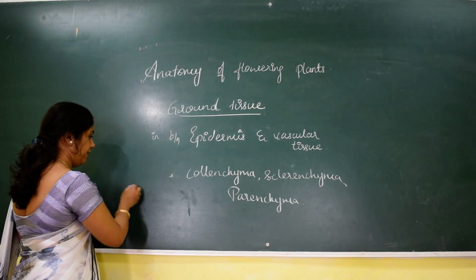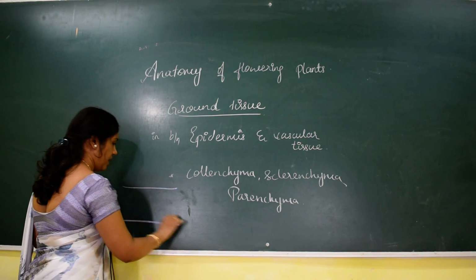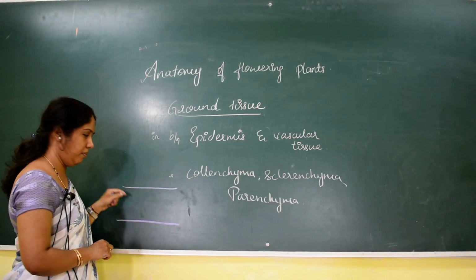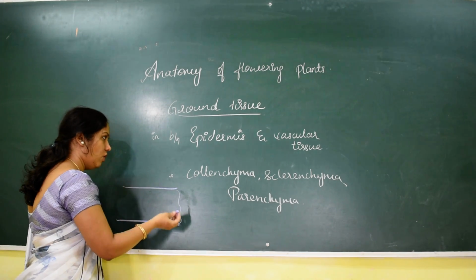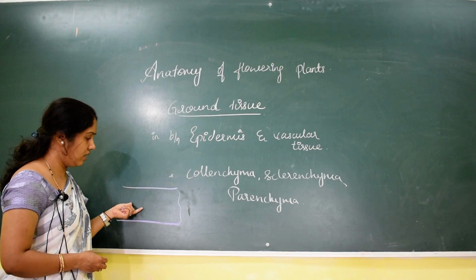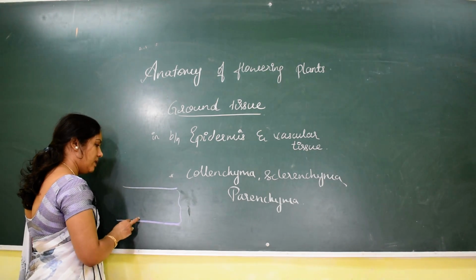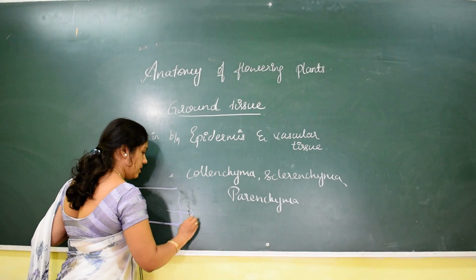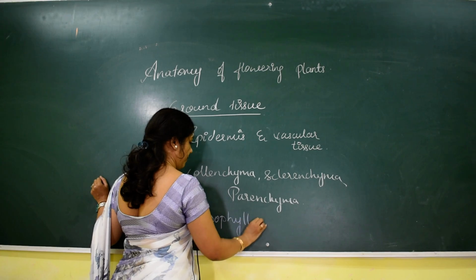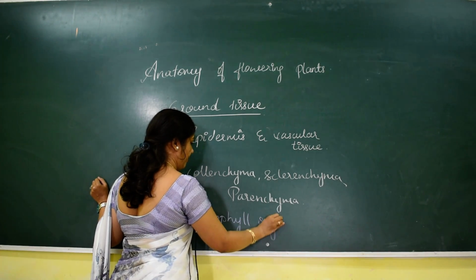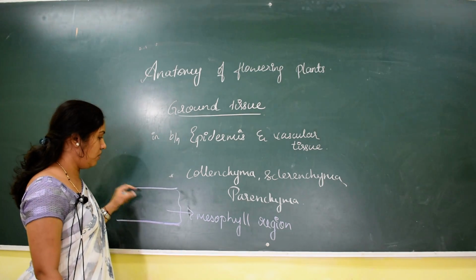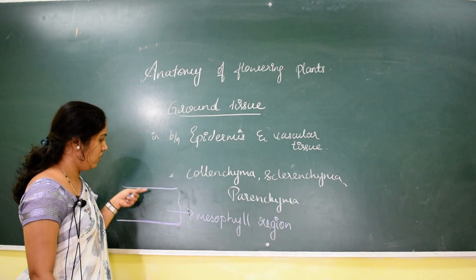Now in case of a leaf, I said there are two epidermis, upper and lower epidermis. Now in between these two, the entire region we will call a ground tissue, and in the leaf this ground tissue is referred to as the mesophyll region. What is it referred to as? Mesophyll region. So the mesophyll region is a region in the leaf.